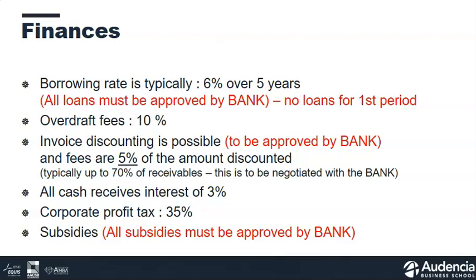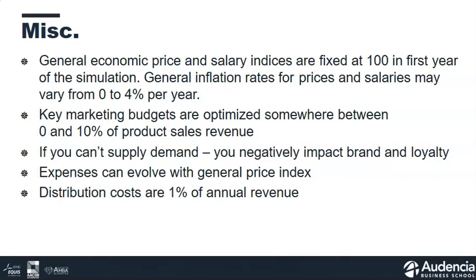All cash receives interest of 3% if you have cash in the bank, and your corporate profit tax, based on your total margin at the end of the period, your profit, is 35%. If you need a subsidy, again, you must also negotiate that with the bank. Other information that may be important for you to know: prices and salaries are generally stable. We don't have a lot of inflation in the game.